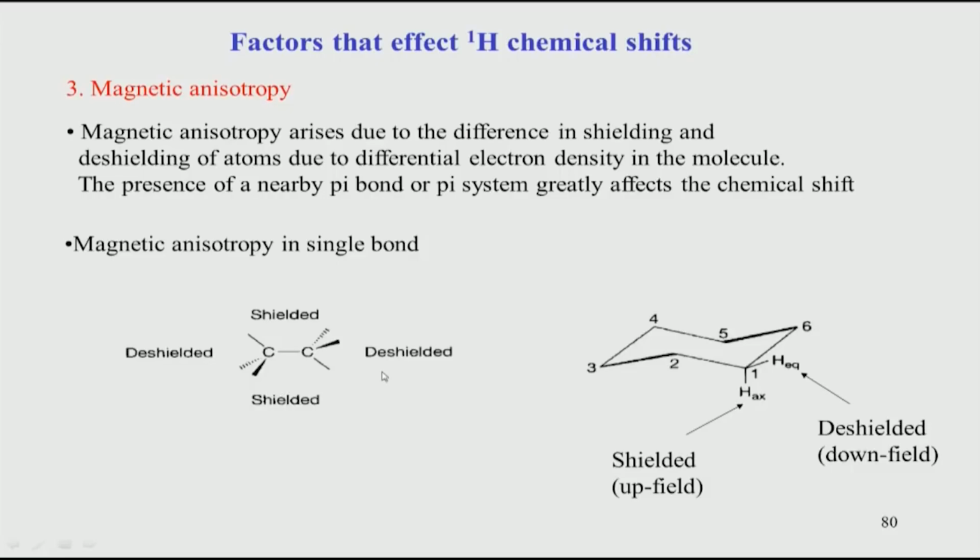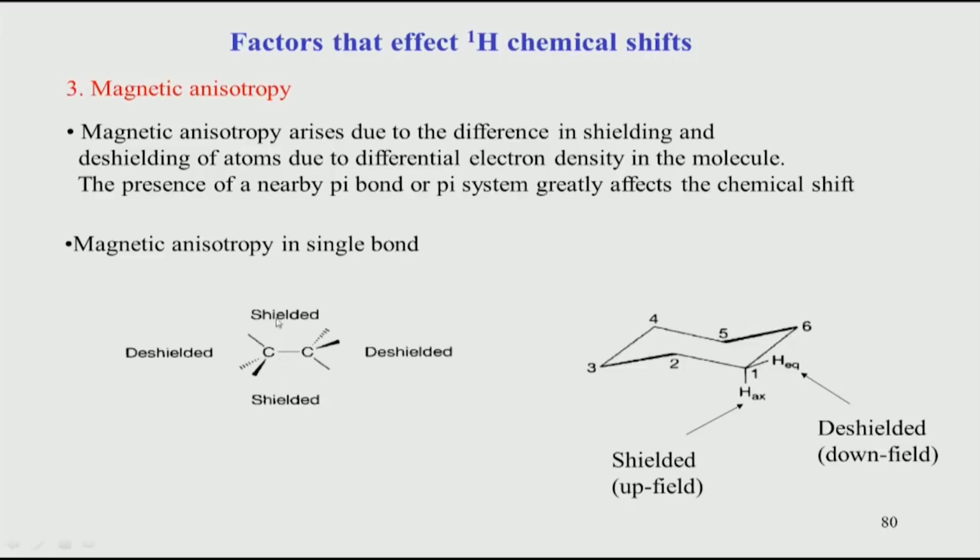So, shielding and deshielding is something which we can very easily calculate nowadays using computational methods. There are a lot of softwares where if you give the structure of the molecule, it can calculate the electron density, and based on the electron density it can also calculate the shielding factor or deshielding factor. So, this is how it is done computationally nowadays.